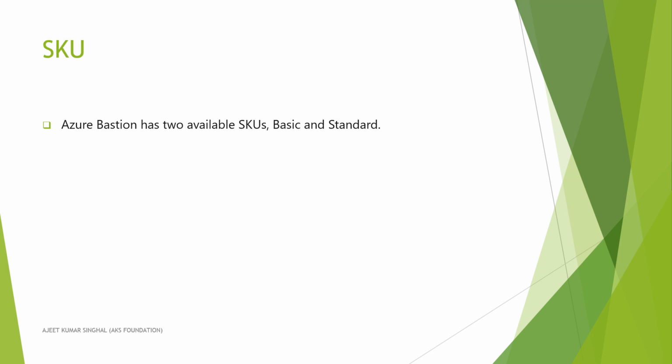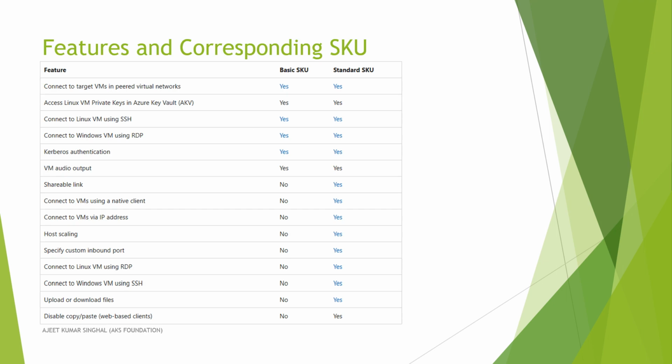So there are two SKUs Azure Bastion supports, that is Basic and Standard. There are a lot of features in the Standard SKU, but let's understand the difference between the Basic and Standard SKU features. The Basic SKU has only: connect to target VM and peered virtual networks, access Linux VM private keys in Azure Key Vault, connect to Linux VM using SSH and Windows VM using RDP, Kerberos authentication, and VM audio output. These are the Basic SKU features.